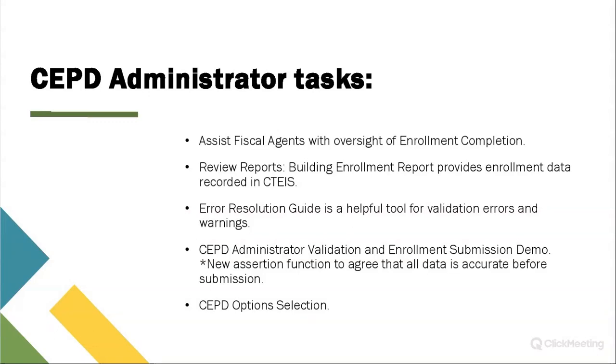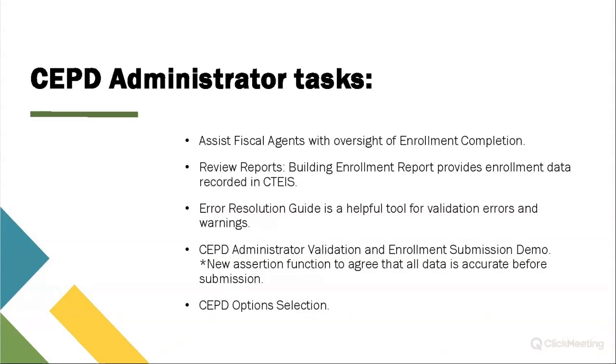So the building enrollment report is one report that is available on the CEPD screen. I'll show you that in our training site. It's a helpful tool to review the information that's already been submitted in the system. Again, the error resolution guide that's available on the Knowledgebase is a helpful tool to point your buildings or the fiscal agents to if they have validation errors and warnings. It's a great tool to help troubleshoot those errors and warnings.